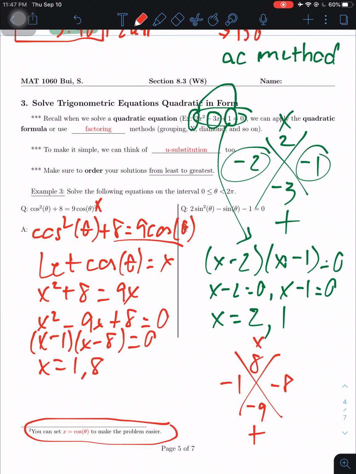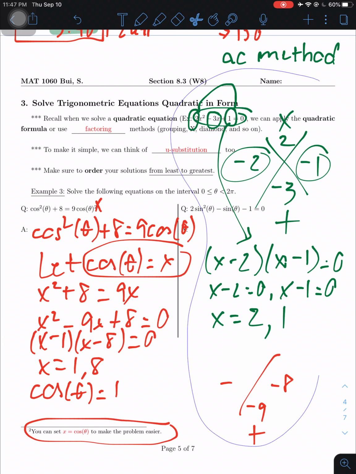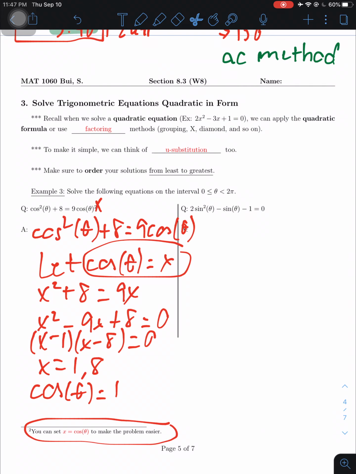Notice from the beginning, x equals to cosine of theta, right? So what we have actually in here is cosine of theta equals to 1 and 8. Okay, so let me break it into two cases for you guys. Here, let me just remove all this out. Okay, so 1 in here is the first case. Second case, we're going to get cosine of theta equals to 8.